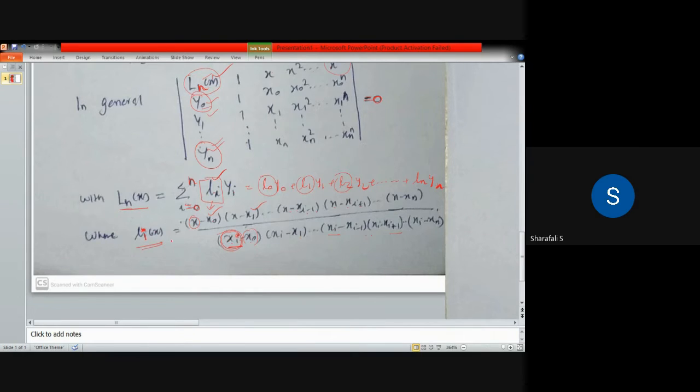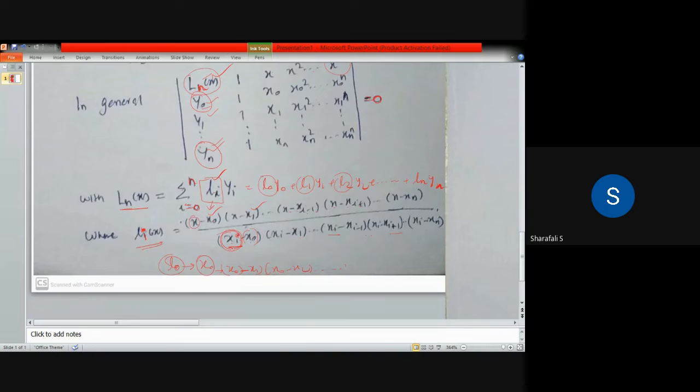For example, if you are calculating L0, L0 means corresponding to x0, right? So if you are calculating L0, then for the x0 term you have to subtract all other values from x0. So x0 minus x1, x0 minus x2, like that it will go. x0 minus x0 is not possible in that case. That is the condition we wrote first.